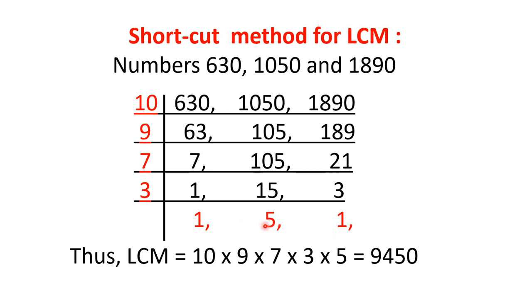Now I see that only one number is left 5, so there is no point in going further. So I just multiply these numbers together. So 10 into 9 into 7 into 3 into 5 is equal to 9450 and that is the LCM.